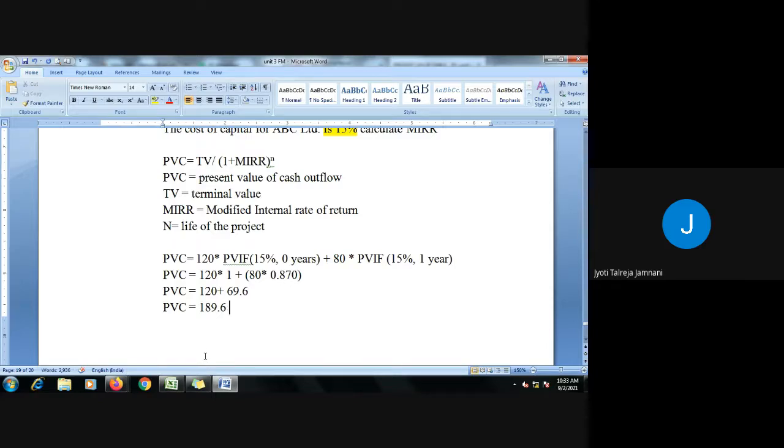Any doubts in this, please ask. Otherwise, we'll go to find the other things, that is the terminal value. We have found out the PVC now. Next is to find the terminal value. Is there any doubts, anybody?